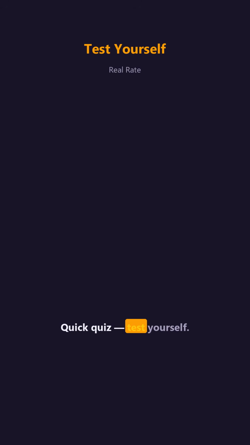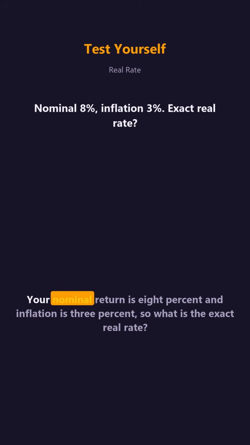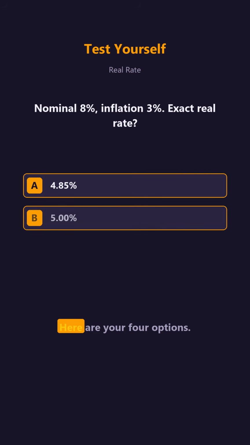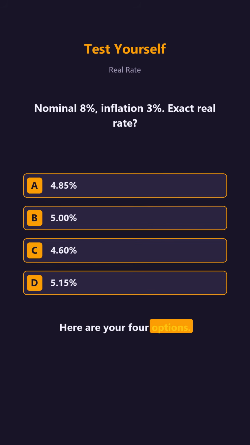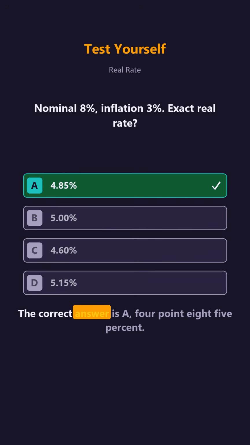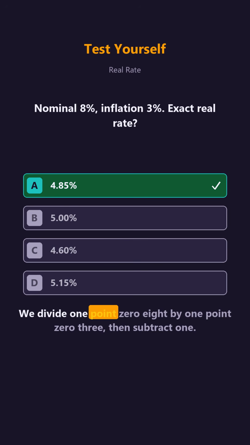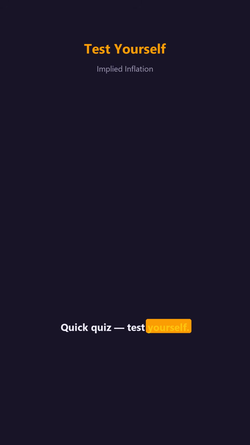Quick quiz, test yourself. Your nominal return is 8% and inflation is 3%, so what is the exact real rate? Here are your 4 options. Pause the video and solve it now. The correct answer is A, 4.85%. We divide 1.08 by 1.03, then subtract 1.